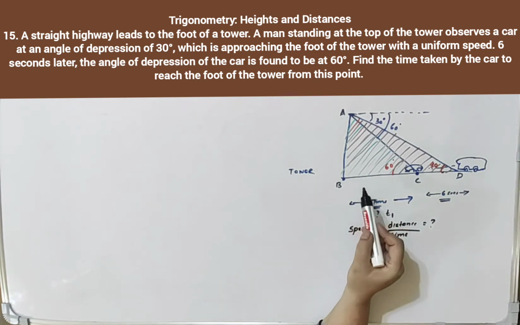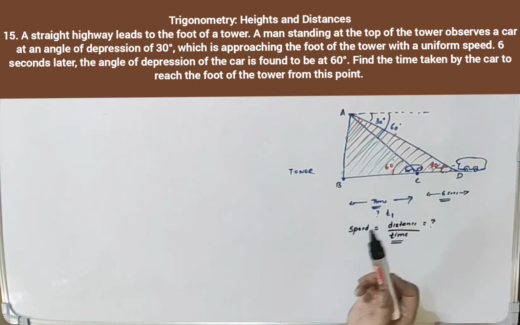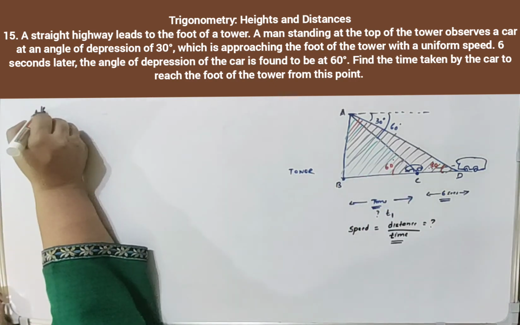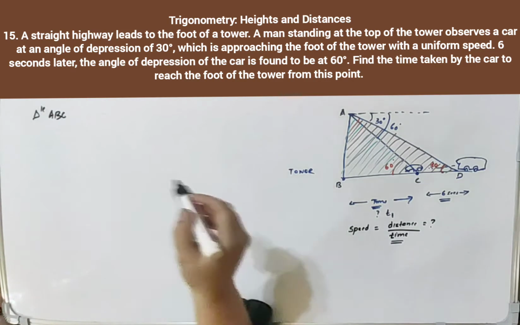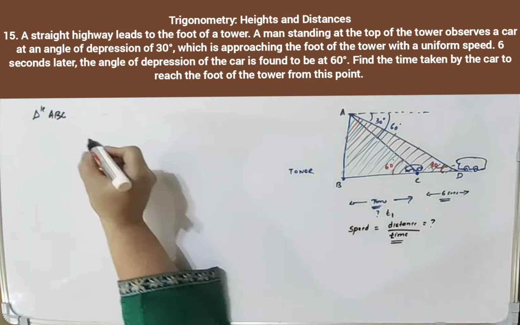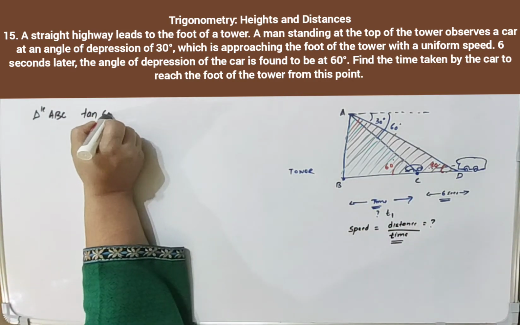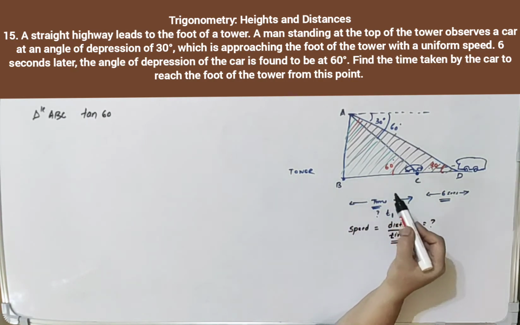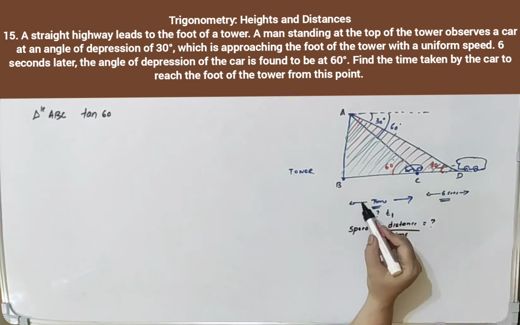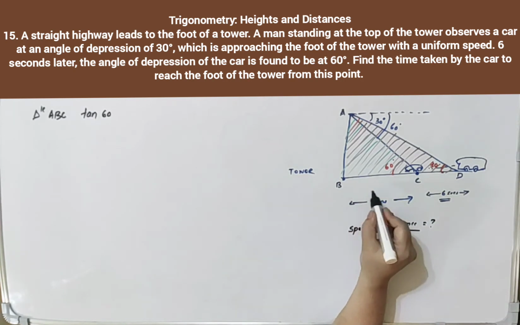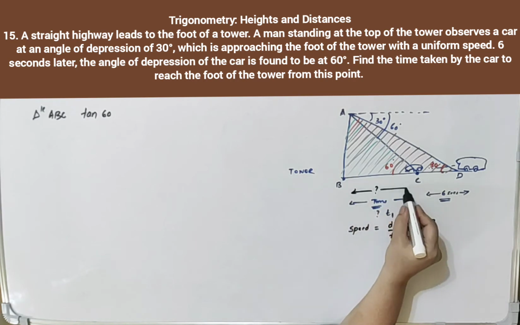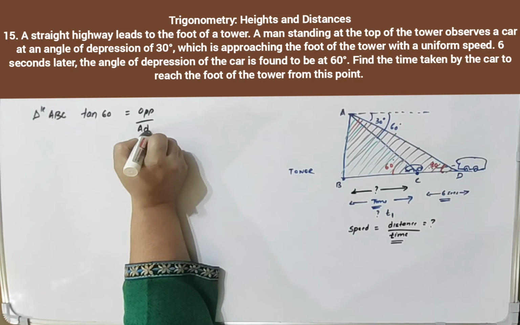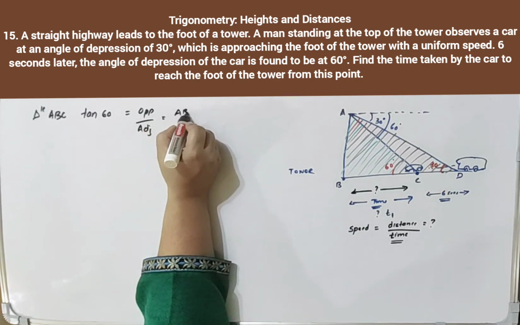To find the distance, we'll have to use the heights and distances technique. So we'll take the first triangle, say triangle ABC. In triangle ABC, we have 60 degrees here. So we'll take tan 60. The reason we'll take tan 60 is because we need to find the distance here. If we know the distance BC, then we will get the time taken. So we have to find this distance BC. So tan 60 is opposite by adjacent, and that is AB by BC.